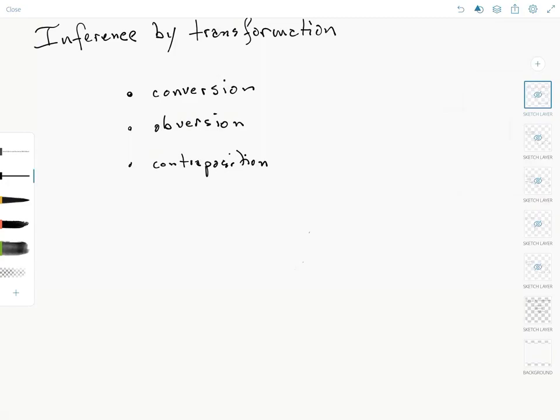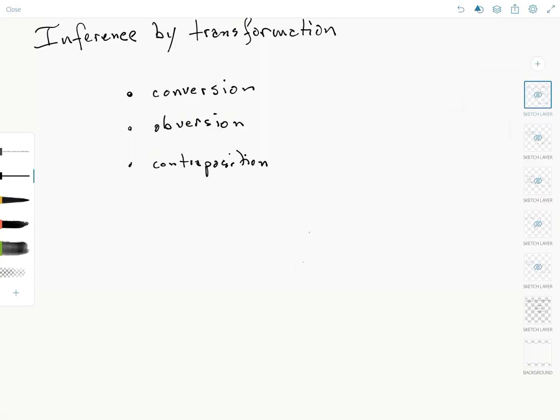In a previous tutorial, we talked about inferences on the square of opposition. Now, these are immediate inferences, which means that the truth of a categorical proposition is all we need to draw another inference about the relation between the two terms in that categorical proposition.